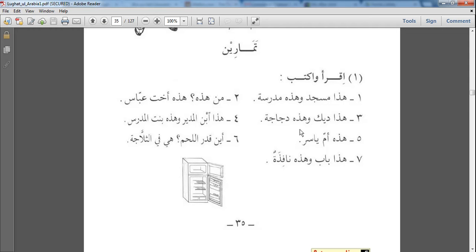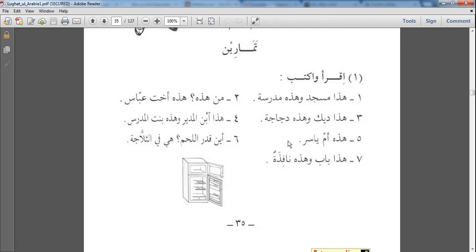هذا ديك وهذه دجاجة. This is a rooster and that is a chicken or hen. So deek masculine, chicken or hen feminine. هذا ابن المدير وهذه بنت المدرس. This is the principal's son and this is the teacher's daughter. هذه أم ياسر. This is Yasir's mother.